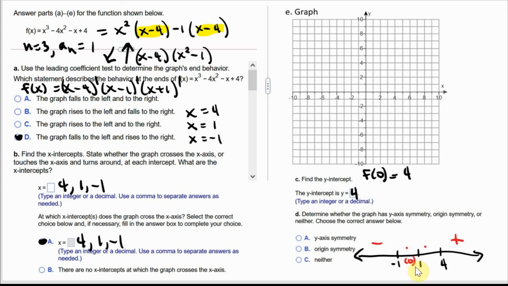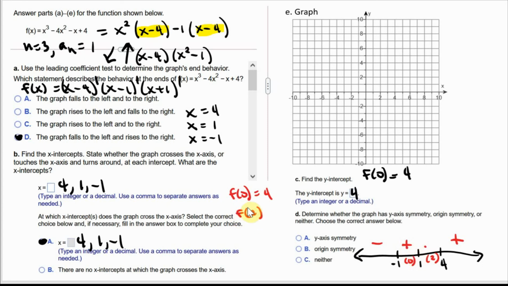Easy number. I took 0. Then take, let's say, 2. Just want the sign, right? So f of 0, we got that to be 4. It's positive. Put a plus sign there.